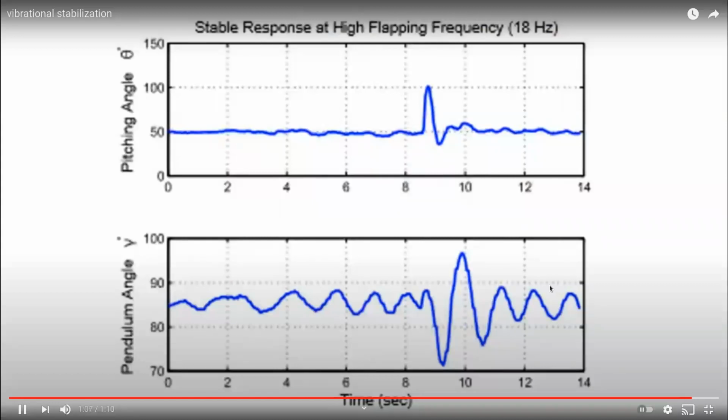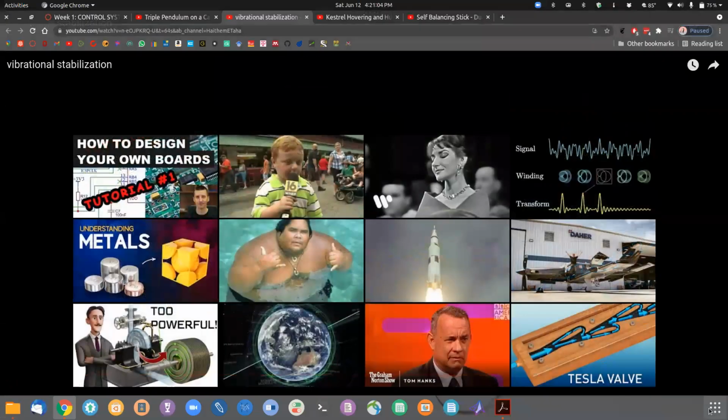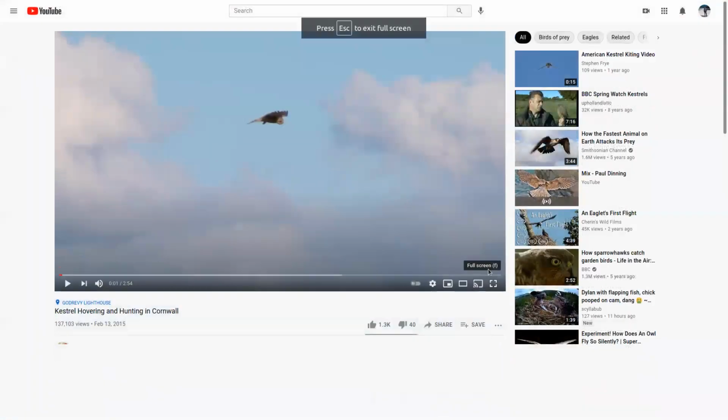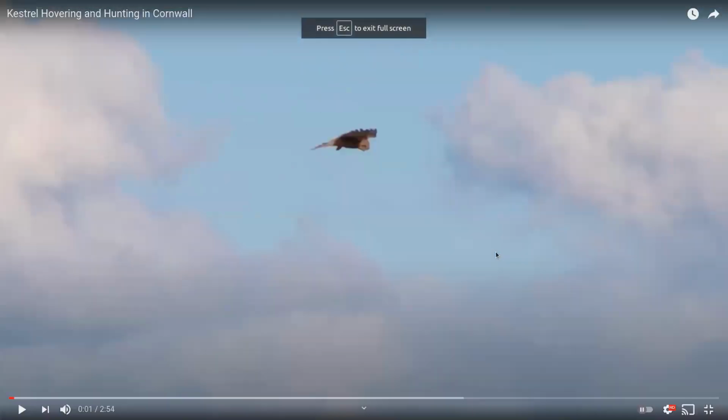to its equilibrium position. So this is a case of an open loop control system in which we are not sensing the position or the pitching angle of the bird, but we are controlling simply through a high frequency, high amplitude input in terms of the flapping of the wings. So that is an example of so-called vibrational open loop control.